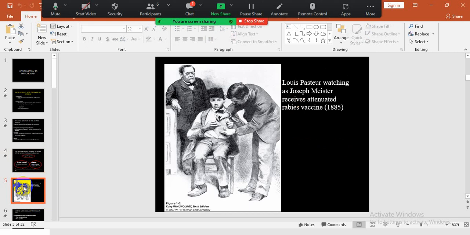Okay, so this is the principle behind vaccination. That's the memory. So we can see this is Louis Pasteur, and this is Joseph Meister. He is the volunteer for the first rabies virus vaccine in 1885. So somebody, a worker of Louis Pasteur, is injecting this boy with a what? Anti-rabies vaccine.